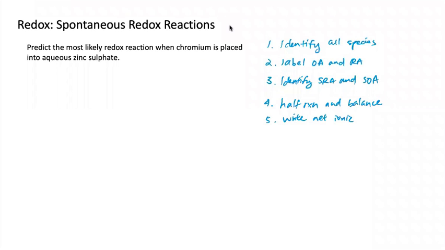Spontaneous redox reaction. Predict the most likely redox reaction when chromium is placed into aqueous zinc sulfate. There are 5 steps to these questions. The first one is to identify all the species.